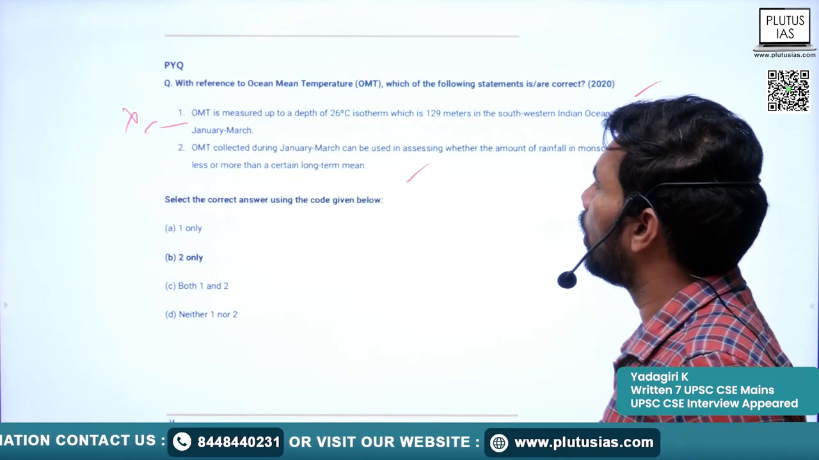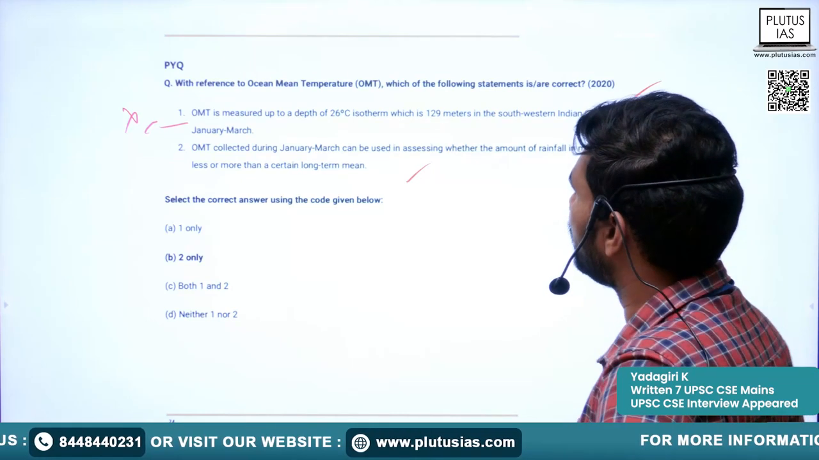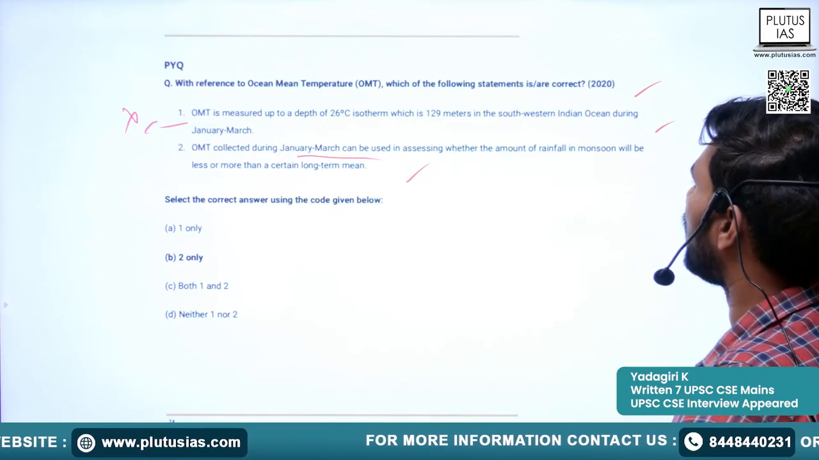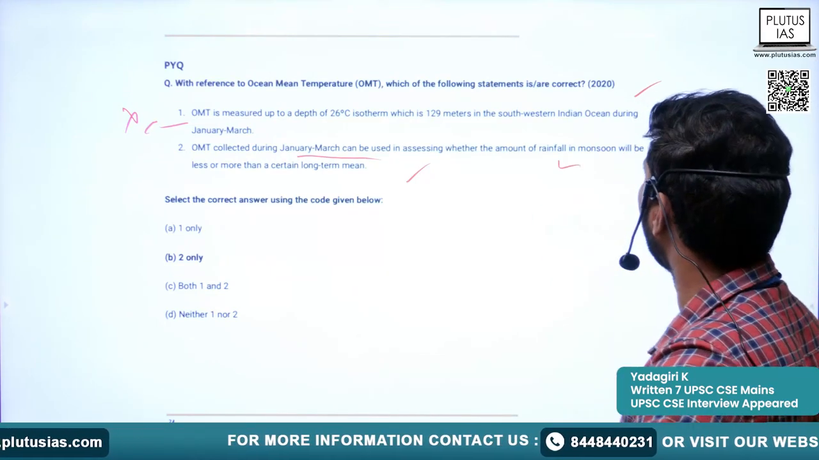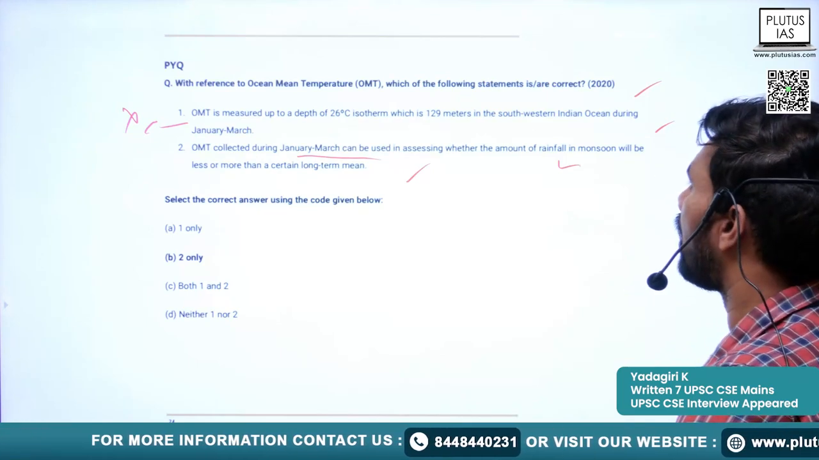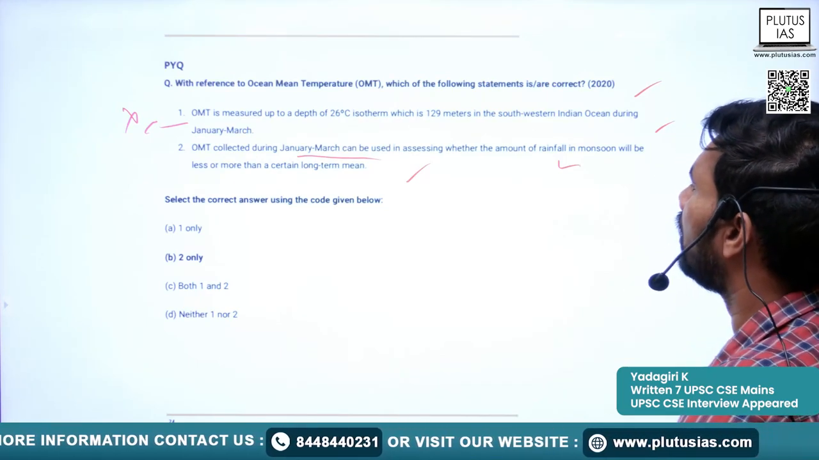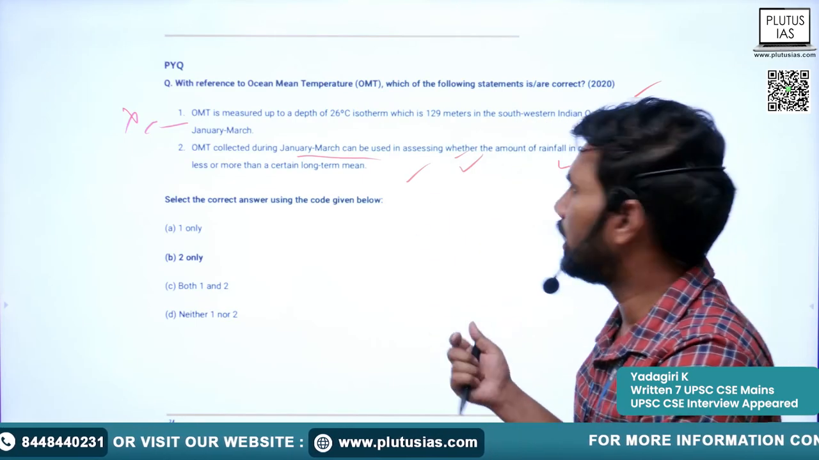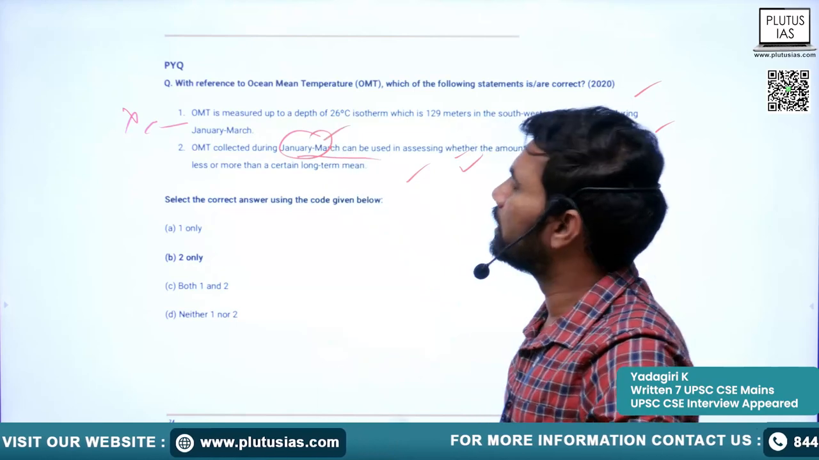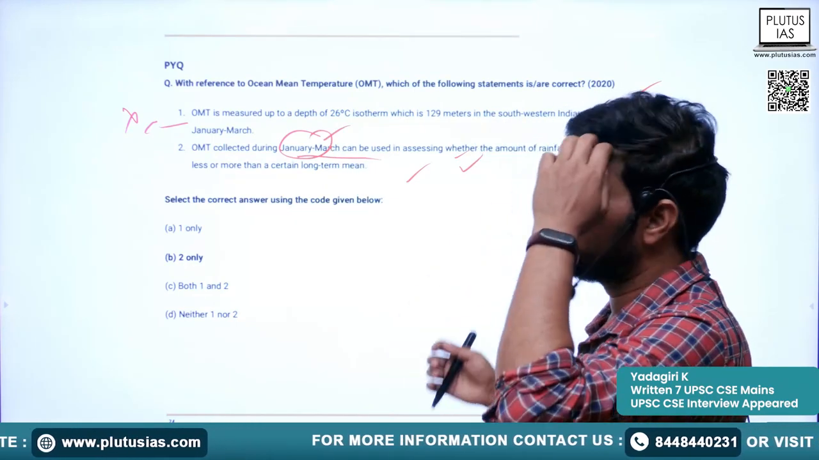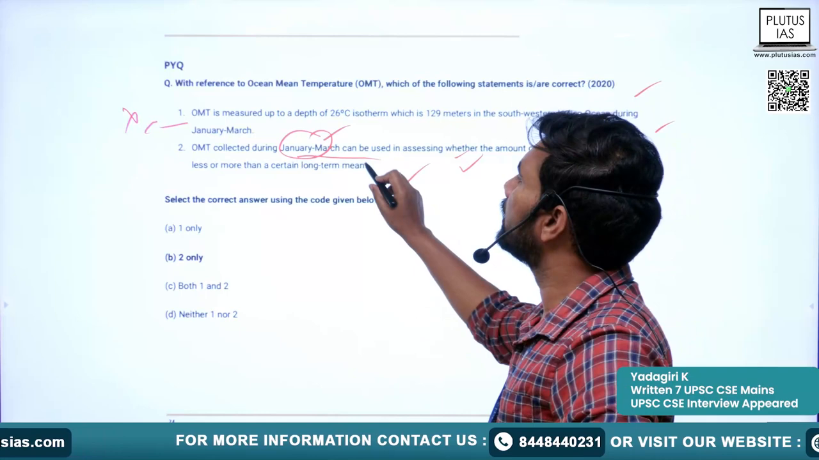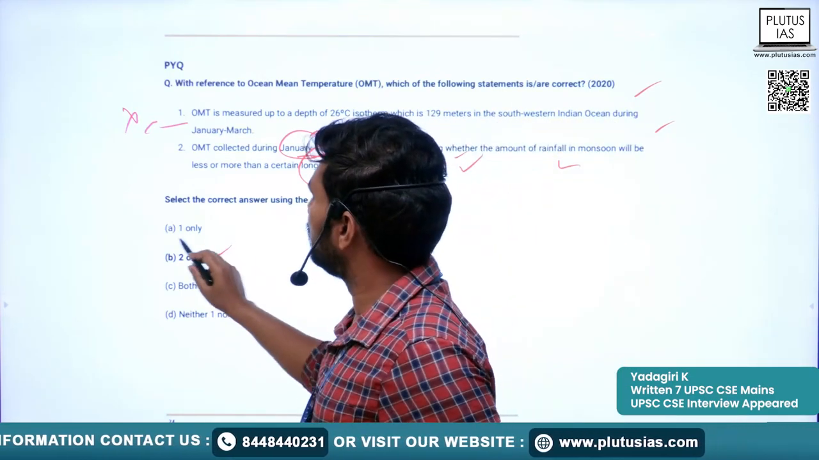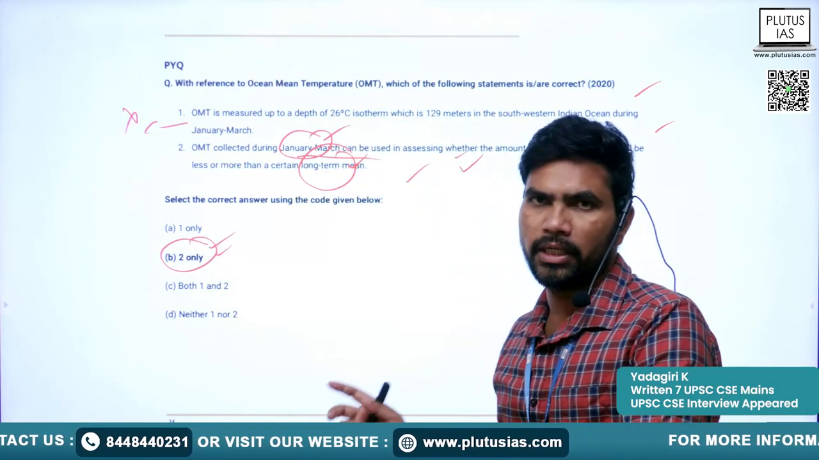Next statement, ocean mean temperature is collected during the months of January to March. They can be used in assessing whether the amount of rainfall in monsoon will be less or more than certain long term. So this statement is correct. The mean ocean temperature collected between January and March can be used for predicting the monsoons. So statement 2 is correct. The correct option is option B. Only statement 2 is correct.